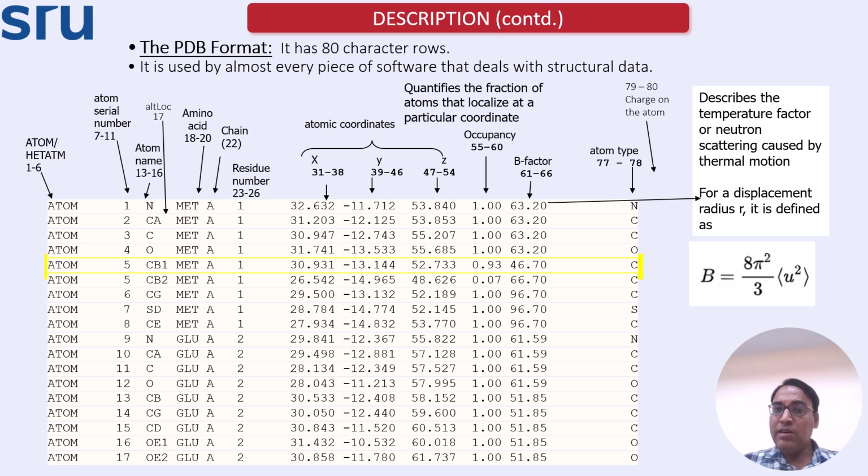See where the B factor, the Debye-Waller factor, is also high. So the formula is 8 pi square by 3 times R square. This radius R is shown here as U also.